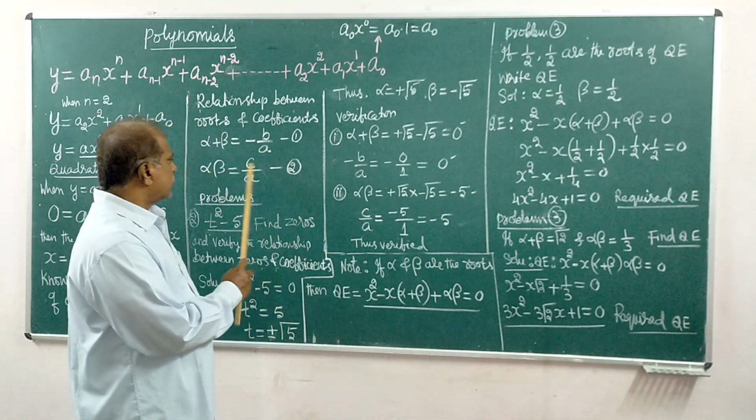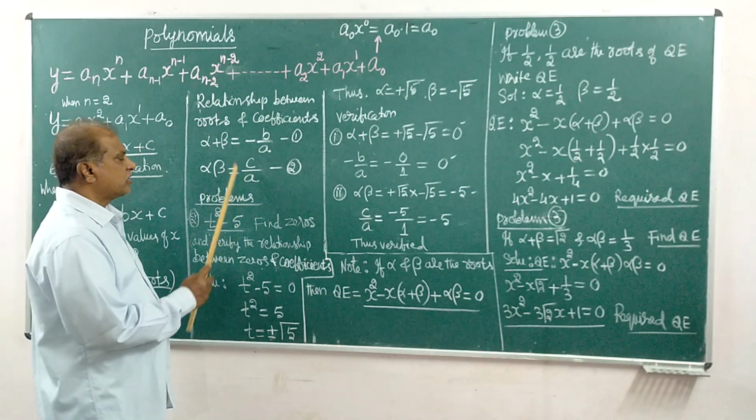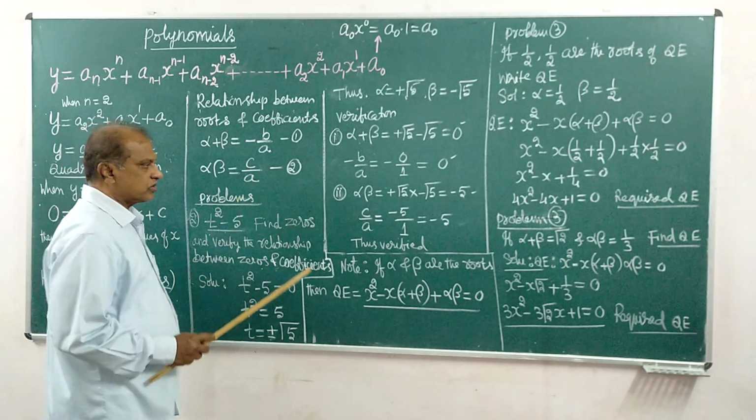And let us find the value. This alpha into beta equals c by a. Let us verify this also. Another relation between the roots and coefficients of the quadratic equation.